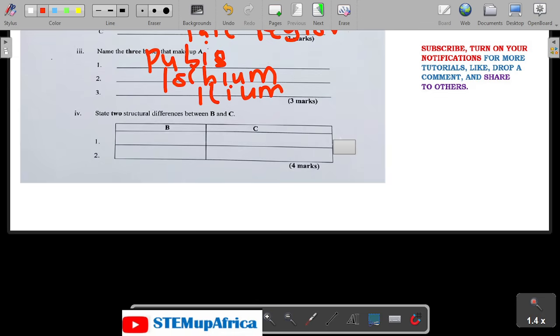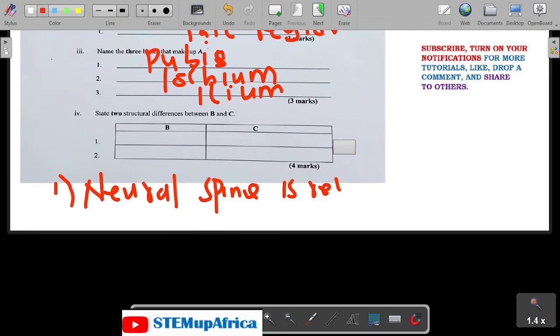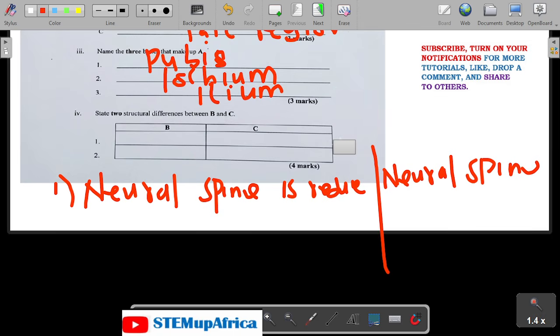So let's go to Roman figure 4. It says state 2 structural differences between B and C. What do you see between them? Let me put them down here because of space. I will write B and C and separate them. For B, the neural spine is reduced. For C, the neural spine is absent. That's one of the structural differences between both of them.